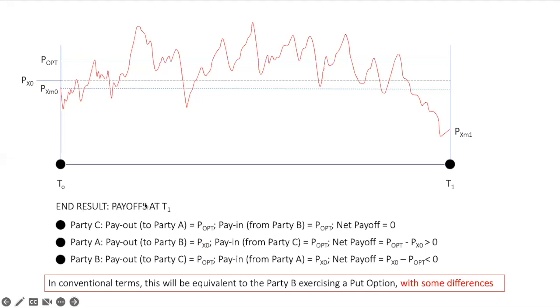The end result of that would be what? So what are the payouts at T1?